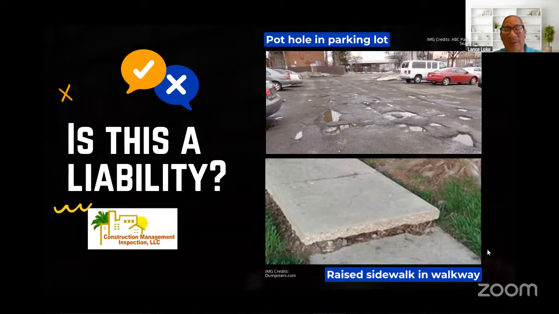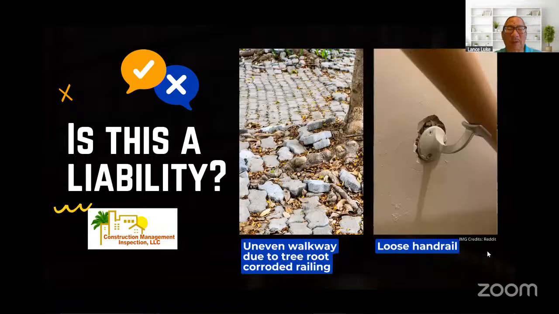How about the sidewalk? It got raised up because of a tree root, and somebody trips and gets hurt, bonks their head. Is that a liability? Yes, it is. Can somebody sue and win? Yes, because that should have been fixed. Uneven walkway, due to a tree root, it's pretty obvious. A loose handrail, that should be fixed.